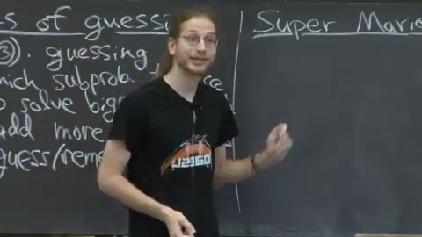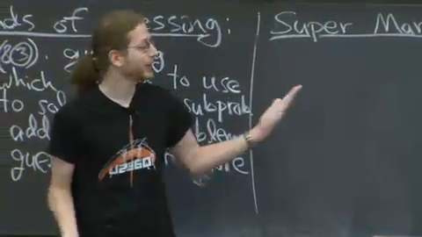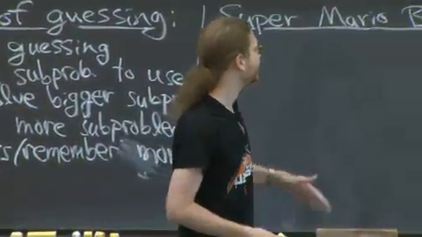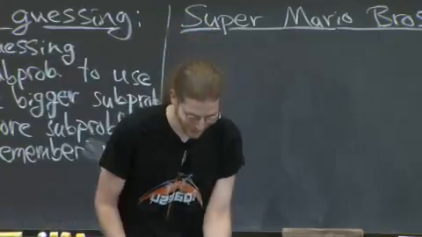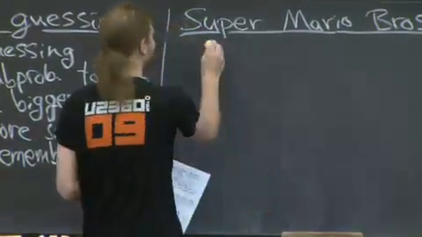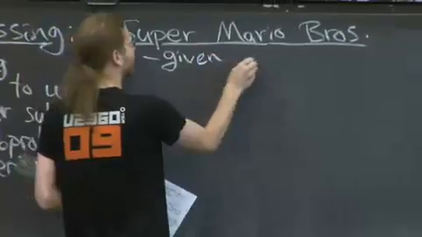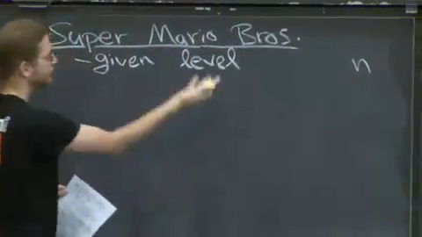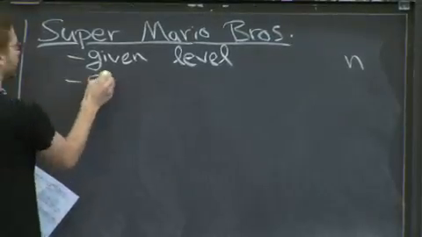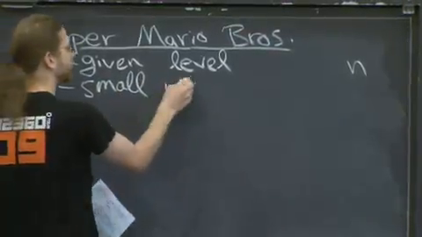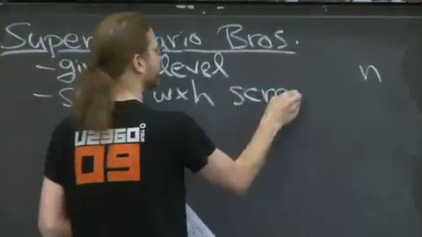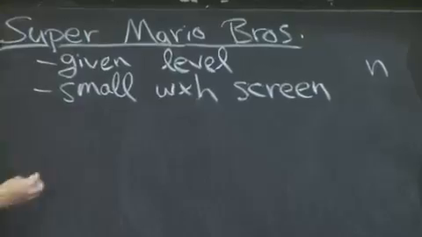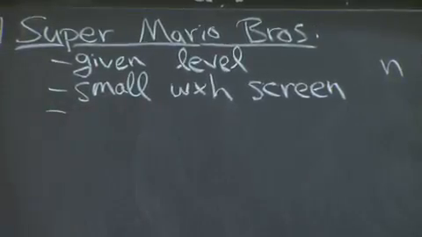Now, as long as your screen is not too big, and thankfully on NES, screens are not very big, it's 320p or whatever, this will work. So if you are given the entire level, so let's say there's n bits of information there, and you have a small screen, W by H screen, where W and H are not too big, then I claim we can solve Super Mario Brothers by dynamic programming.